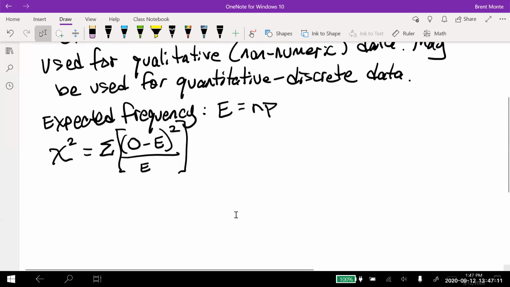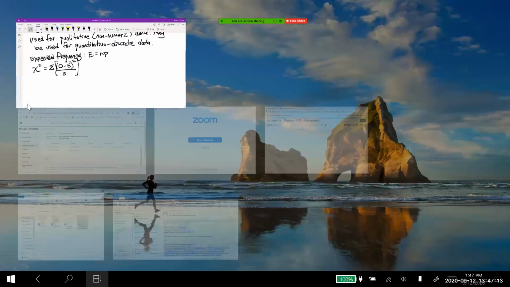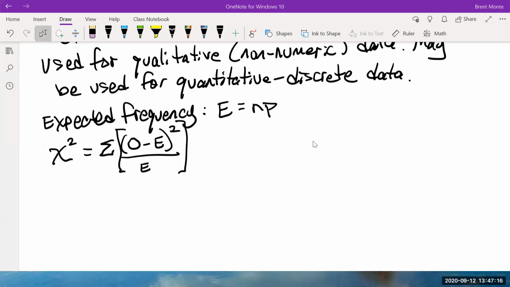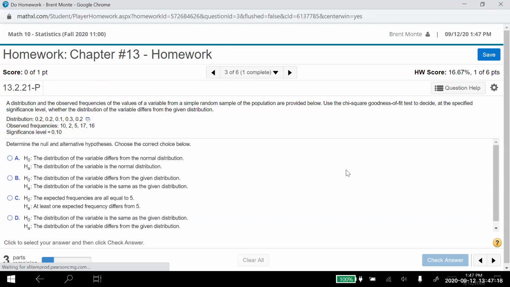So let me jump in here. I've already pulled up problem 3. Let's take a look. It says the distribution and the observed frequencies of the values of a variable from a simple random sample of the population are provided below. Use the chi-squared goodness of fit test to decide at the specified significance level whether the distribution of the variable differs from the given distribution.